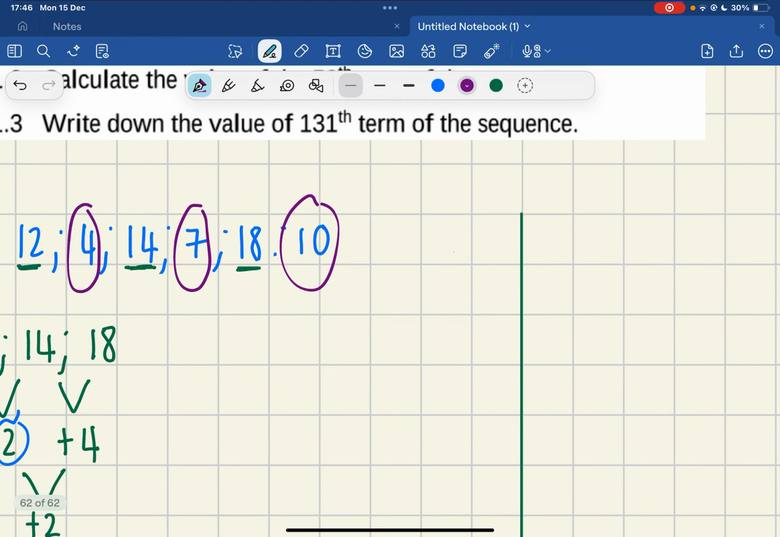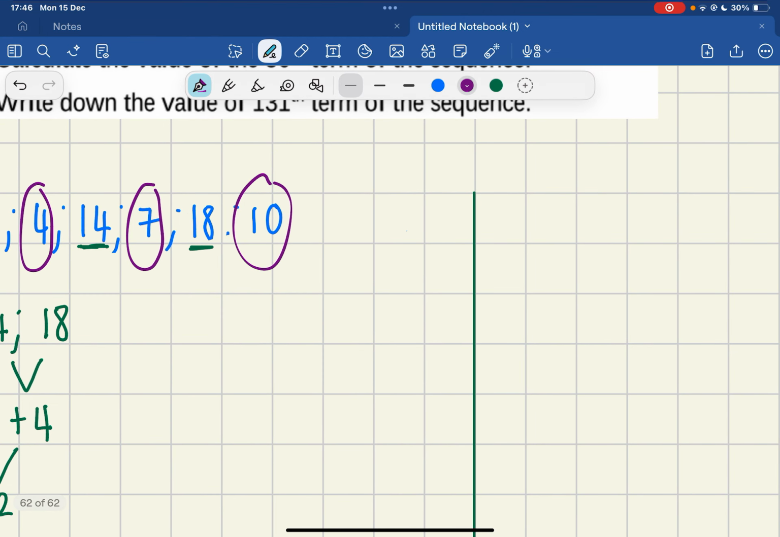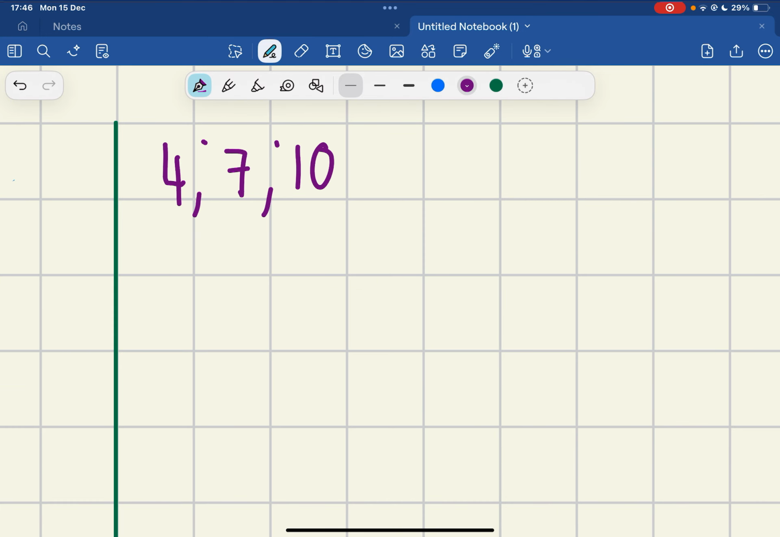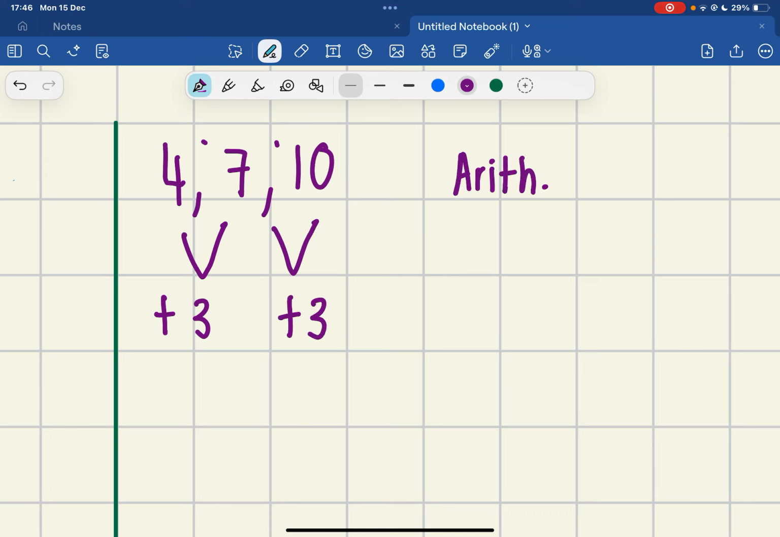Okay, for the other sequence, we have 4, 7, and 10. Now, boys and girls, given these sequences, let's see what we have here. From 4 to 7, we added 3. And from 7 to 10, we added 3. So, therefore, this is arithmetic.